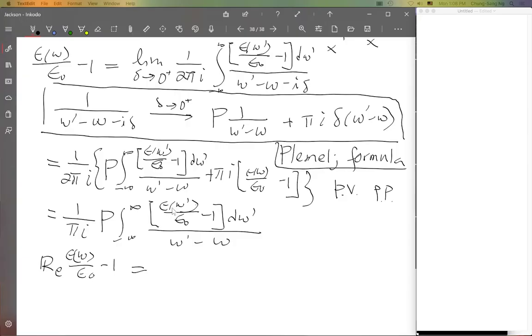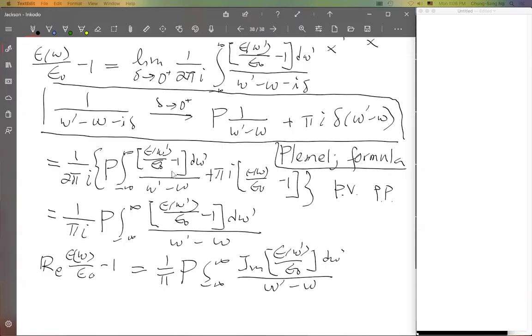The imaginary part will have the imaginary part plus i, then you cancel i, so you have just 1 over pi of the principal part of the integration of the imaginary part of that function. And when you take the imaginary part, you can take only the first term because the second term is 1, so that's real. So then divided by omega prime minus omega. Okay, so the first relation is this one.